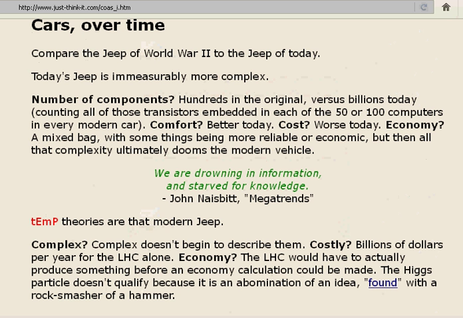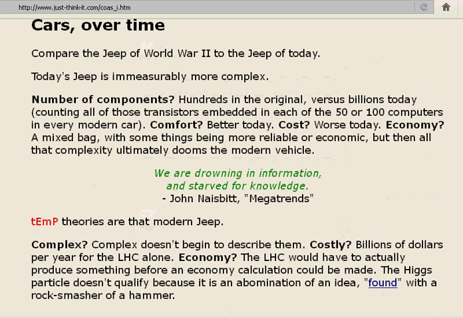Economy? A mixed bag, with some things being more reliable or economic, but then all that complexity ultimately dooming the modern vehicle. We are drowning in information and starved for knowledge. John Naisbitt, Megatrends.